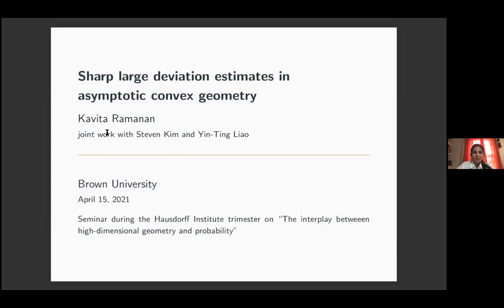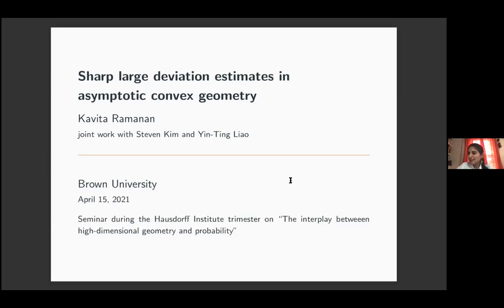Yes, so I will be talking about some applications of sharp large deviation estimates in asymptotic convex geometry. This is joint work mainly with Yin-Ting Liao, who's maybe in the audience, as well as another PhD student of mine, former student Stephen Kim, who did more work on just the large deviations.